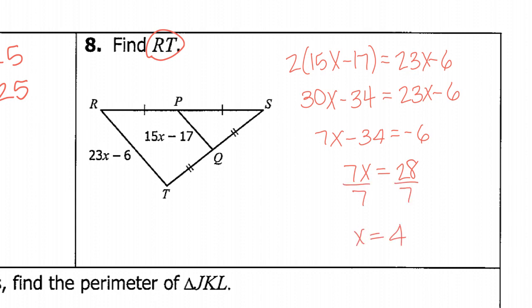We get x equals 4, but that's not my answer because now I'm going to plug it into RT. RT is 23x minus 6. Therefore, I'm going to replace my x with 4, and I get 86 for the length of RT.